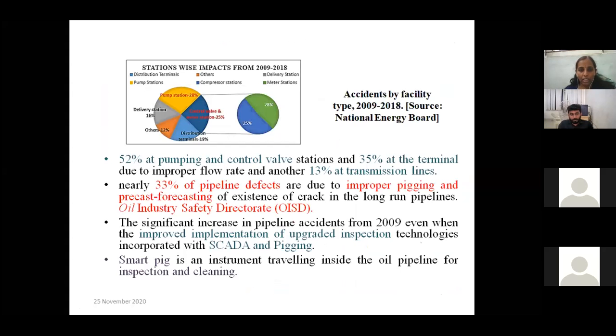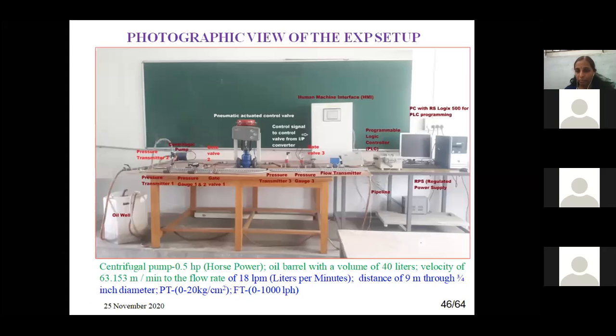And this is again data which tells you the station-wise. There are different stations, like pumping station and distribution, which are available for pipeline transportation, and it shows where the maximum crack or leak occurs. So it shows this data, and this is a setup which we have fabricated.